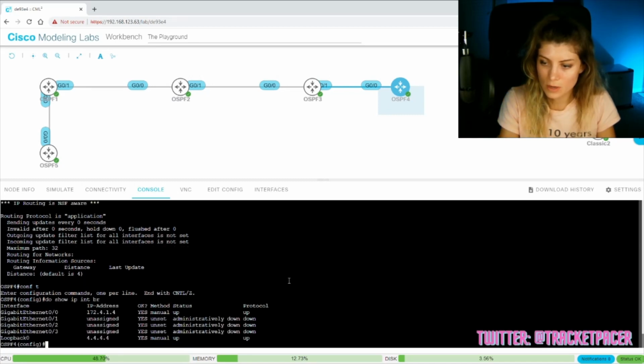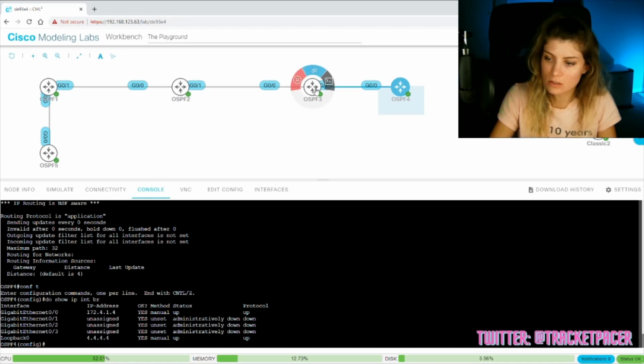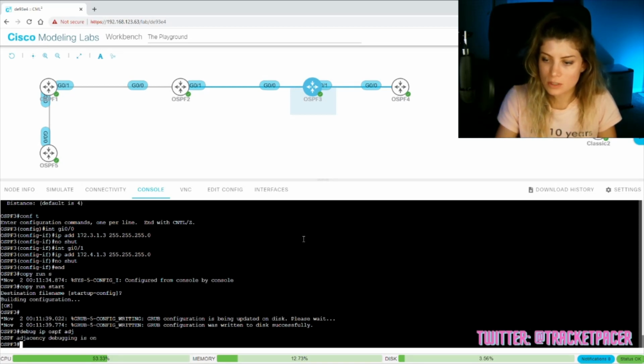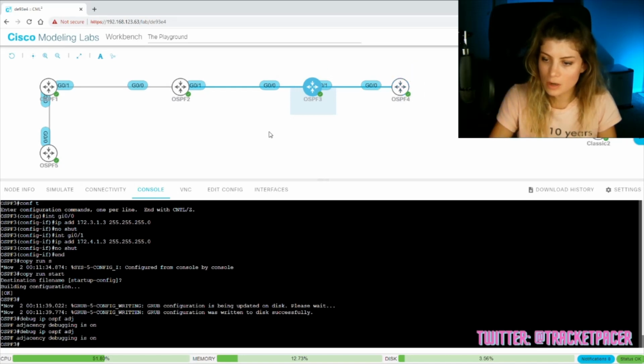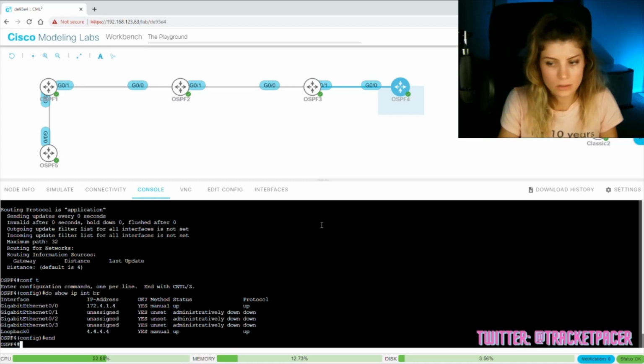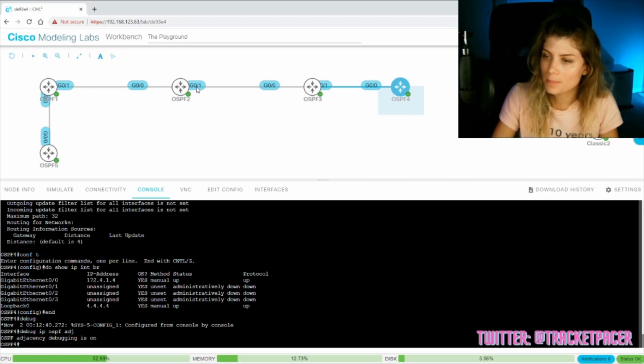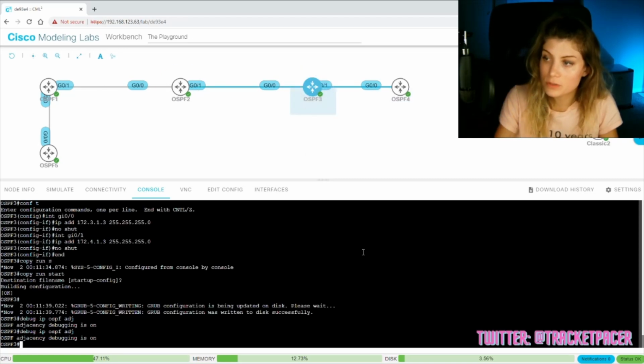So my interfaces configured. I do have my interfaces configured. Then I really just need to hang on. Debug IP OSPF adjacency. Could I copy and paste this? I absolutely could. Will I? No. All right, there we go. So I need to configure OSPF still on router number 3 and router number 4.